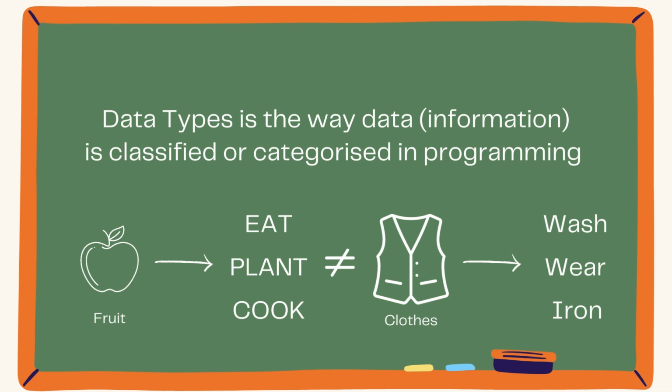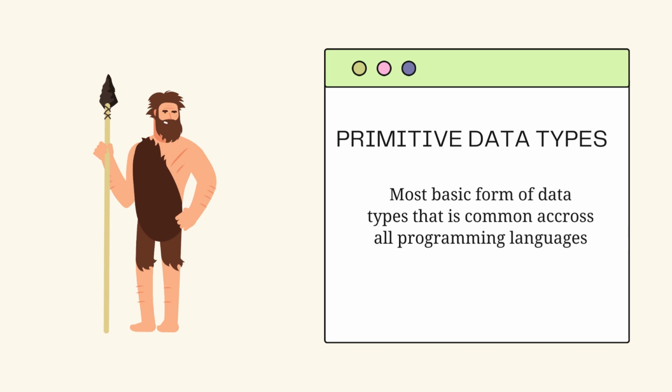This is the way data types work in programming. They're just a way for the computer program to know what kind of data we are providing and what it can do with this data. Now we're going to start with primitive data types, the most basic form of data types that is common across all programming languages. From these data types, you can also create other more complex data types that we call reference or object types. But for this video, we're just going to have an overview of primitive data types to get a better understanding of what data types are in general.